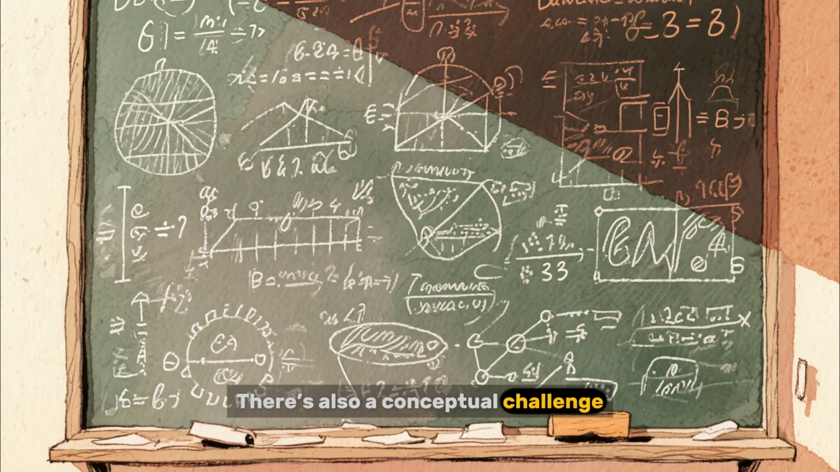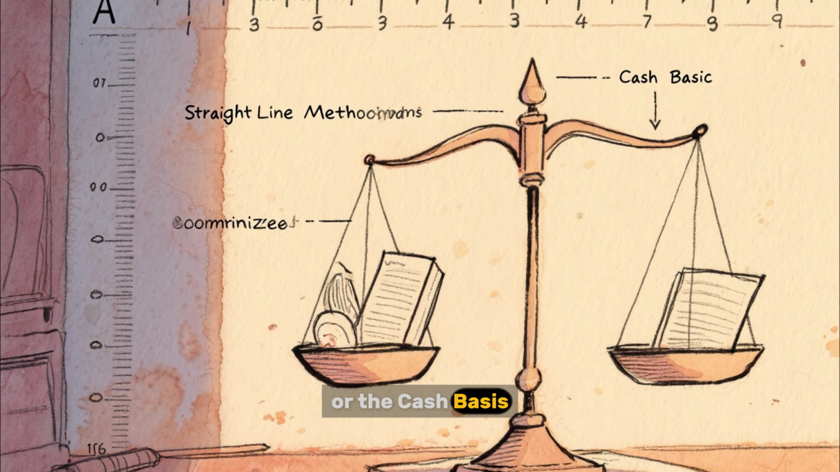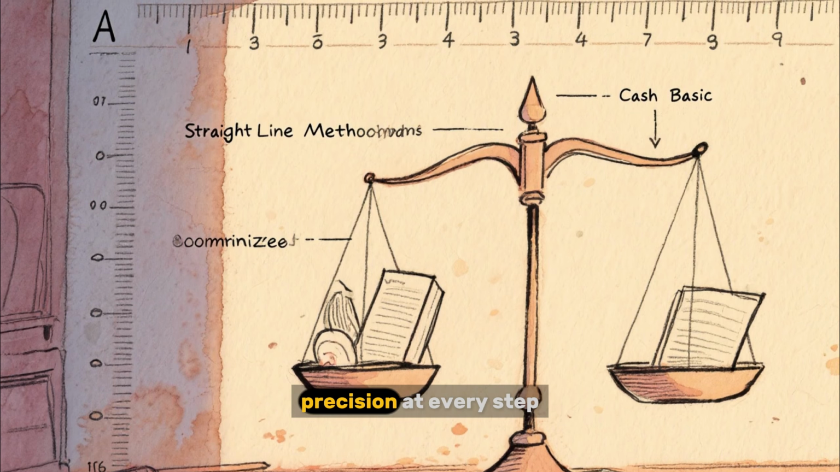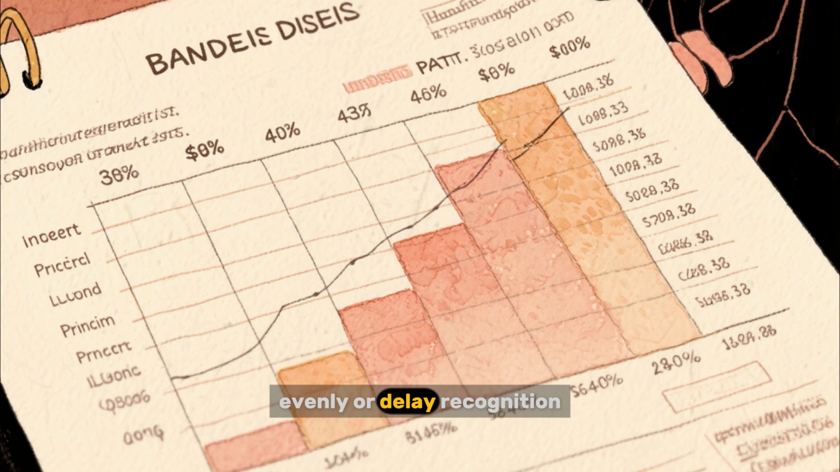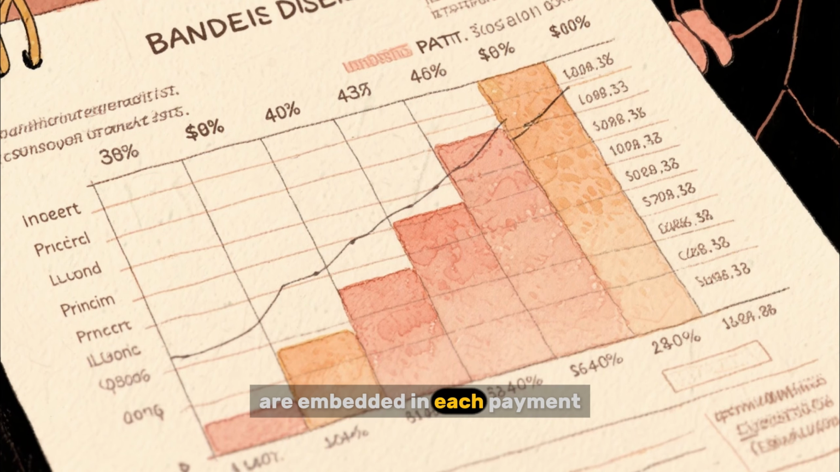There's also a conceptual challenge. Unlike the straight line method, where interest is constant, or the cash basis, where you record only what's paid, the amortized cost method demands precision at every step. You can't simply divide total interest evenly or delay recognition. You must know exactly how much interest and principal are embedded in each payment.